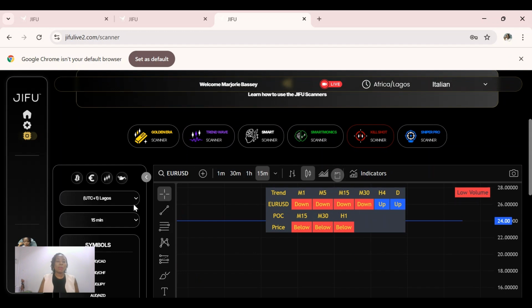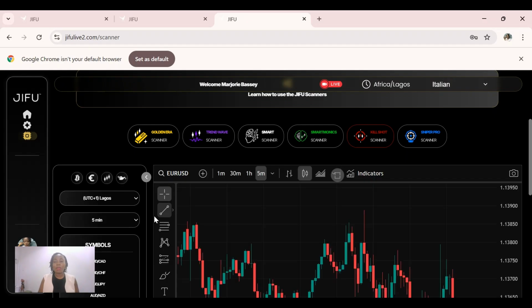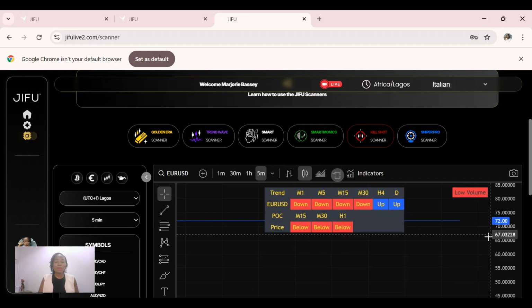So you see here on your 5 minutes, let's go with the same time frame that we have on trend wave. On your 5 minutes, if you're taking a sell idea, you want to confirm the direction of the trend. When you come here, is this your USD? Yes. You want to be sure that these first three buttons are in the same direction as your trend. So we are selling, the market is going down, so it should be red and showing down.